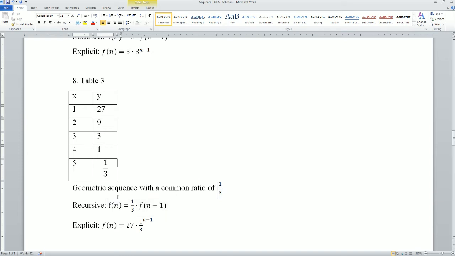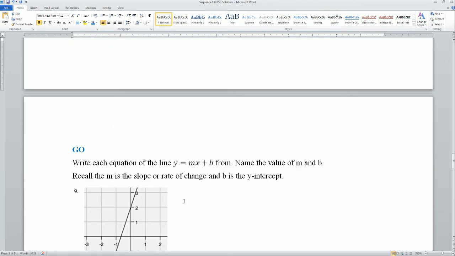Okay, so plug it into the recursive again. The common ratio is 1/3. You times that by the previous term. That is the recursive formula. And the explicit formula is going to be 27, which is the first term, times the common ratio of 1/3 to the power of n minus 1.